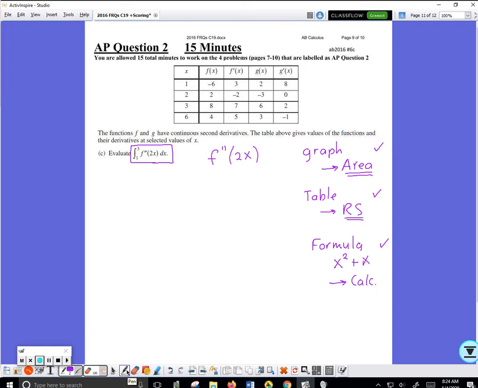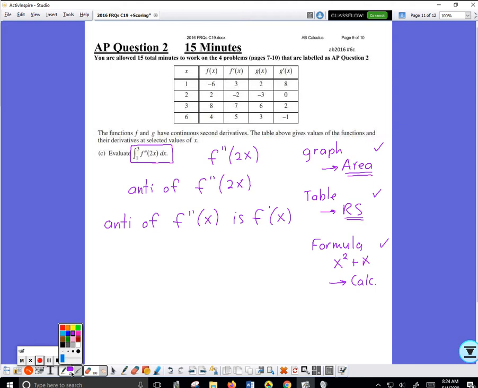So I have to come over here. I need to find the antiderivative of f double prime of 2x. The antiderivative of f double prime of x is just f prime of x. But the added difficulty of this problem is that I'm trying to find the antiderivative of f double prime of 2x. So I'm going to have to do a u substitution.